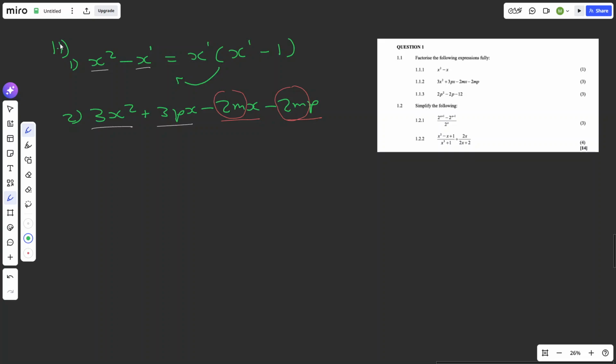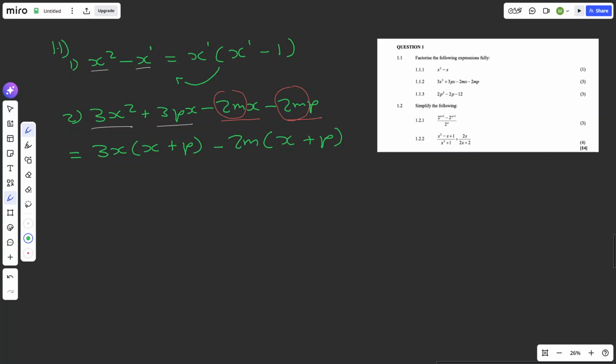So now let us go ahead and do it. So now for the first one, right, the common term here is 3x. So we can take out 3x. Now what is left? Whatever is left, we put it inside the bracket. So that will be x plus p. Okay. Now for the next one, we're going to remove minus 2m. Okay. Once we do that, what's left? It's going to be x plus p.